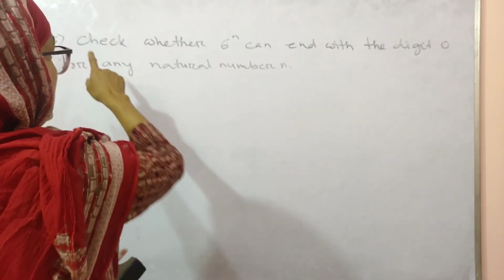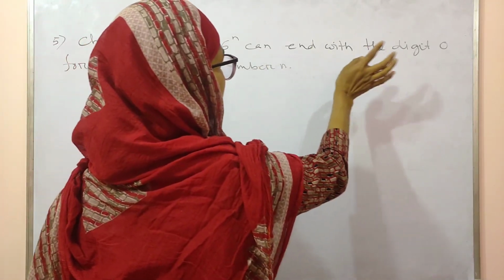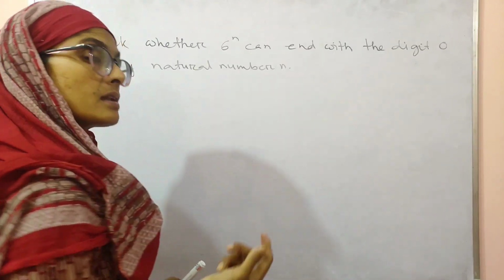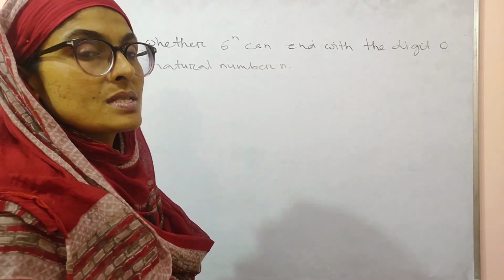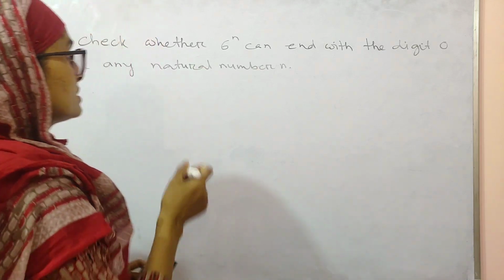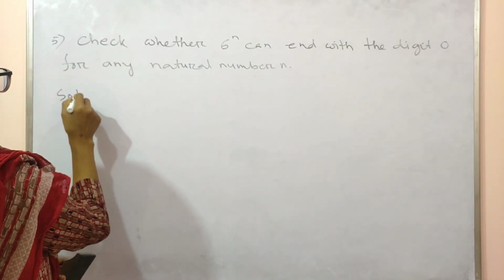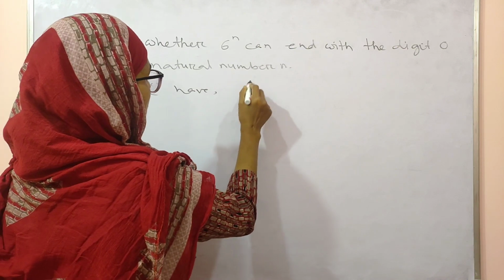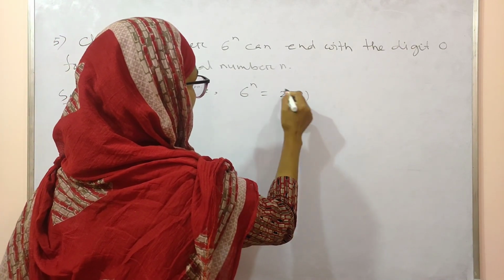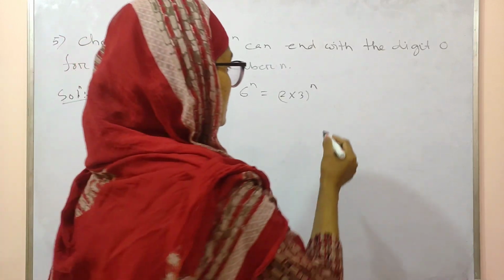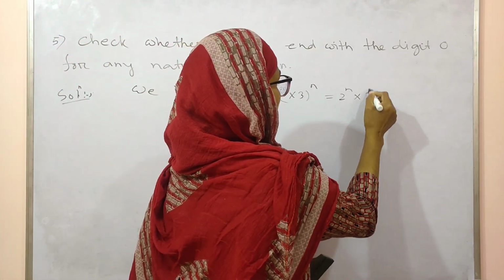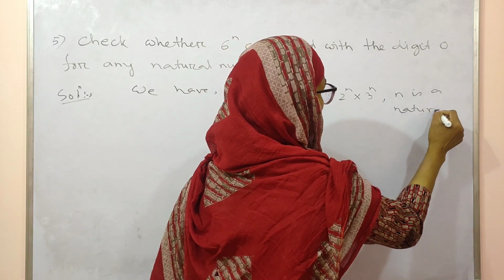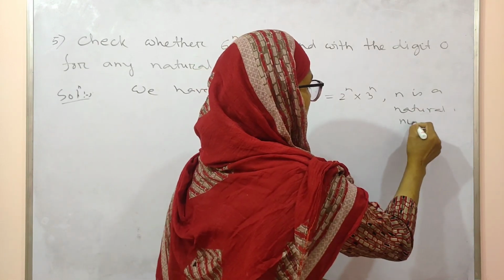Next, number 1. Check whether 6 power n can end with the digit 0 for any natural number n. So, any number ending with 0 must be divisible by 5. Write down the solution. We have 6 power n equal to 2 into 3 whole power n, or you can write 2 power n into 3 power n, where n is a natural number.